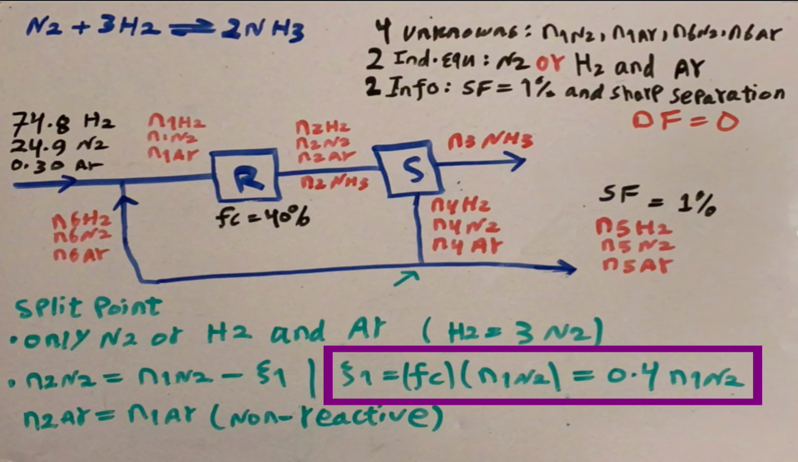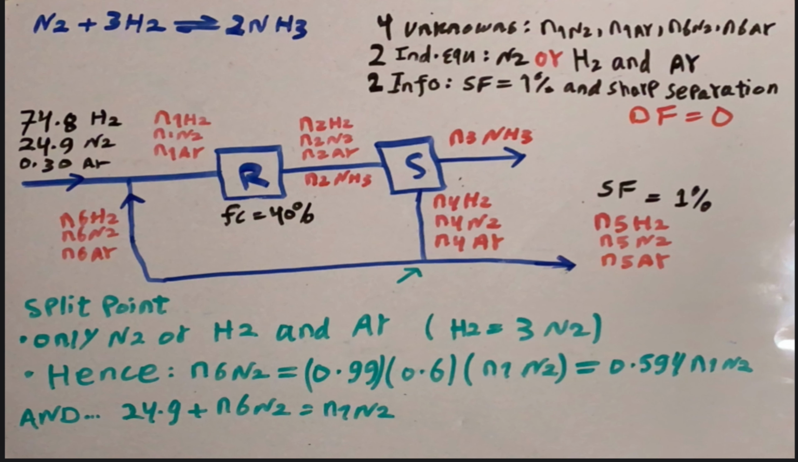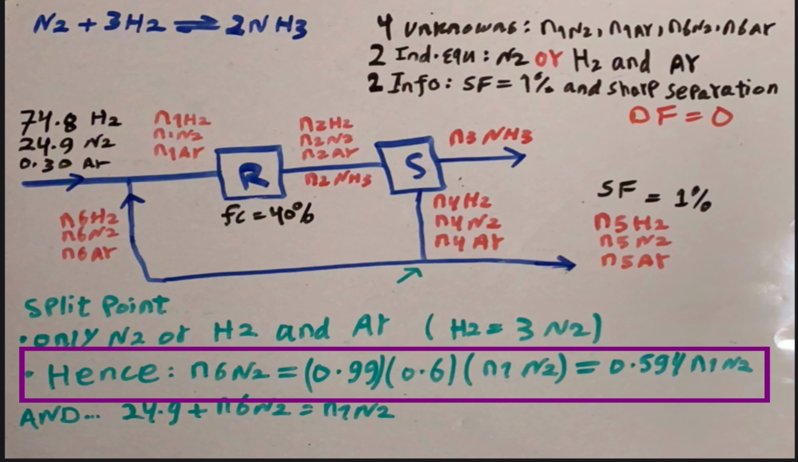We already have the fractional conversion given, single pass conversion 0.4. Multiply it by the limiting reactant, the nitrogen going to the reactor, we call it feed to reactor, and then back substitute it into the nitrogen N2 equation to find the nitrogen leaving the reactor. Now go back further to the N6 equation, and then you will have in the end an equation like this.